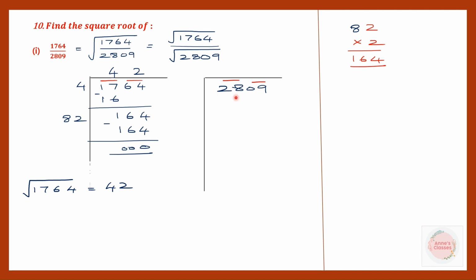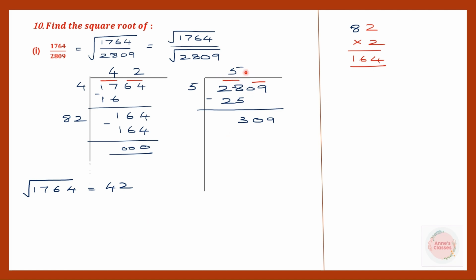Now we have 28. Think of a number whose square will give you a number close to 28. That is 5. 5 5s are 25. 28 minus 25 is 3. Then we bring down the next pair, 09. Now our number is 309.